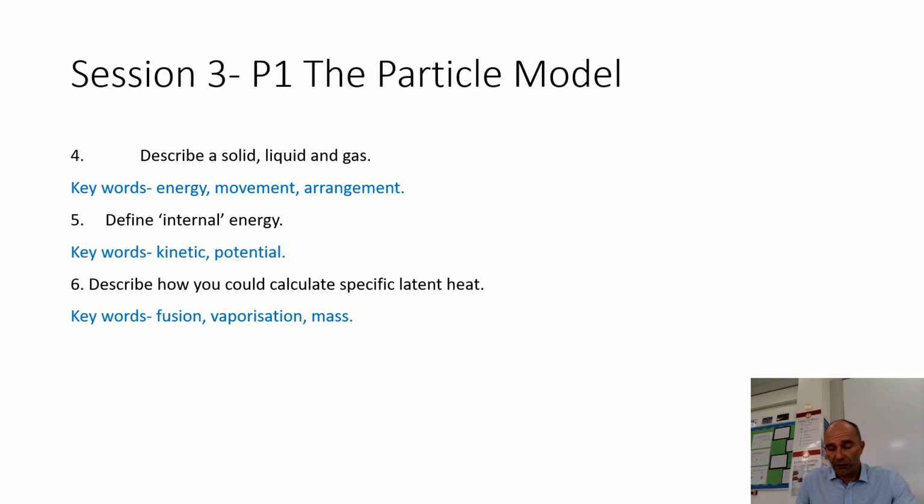And the keywords there are kinetic and potential. What does that all mean? And then the final question on this session, question number 6, describe how you could calculate specific latent heat of a material. So your keywords here are fusion, vaporization and mass.